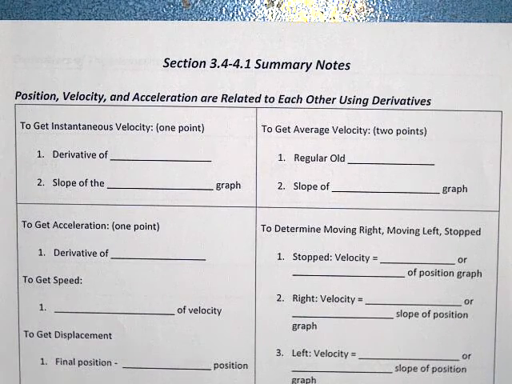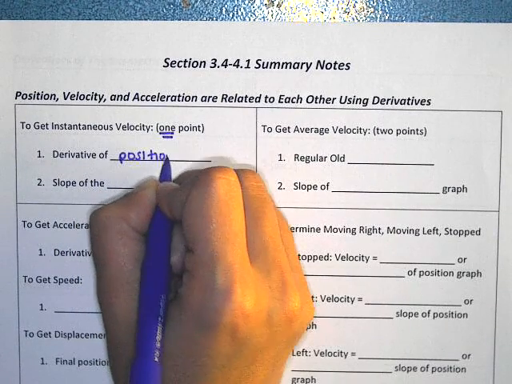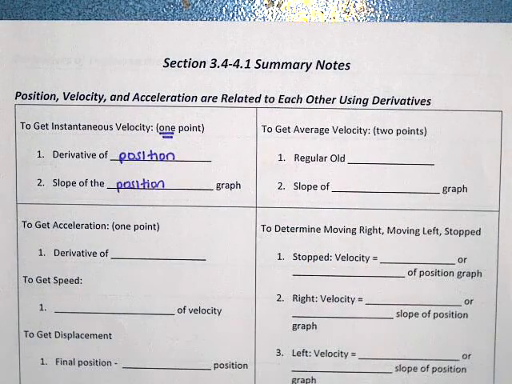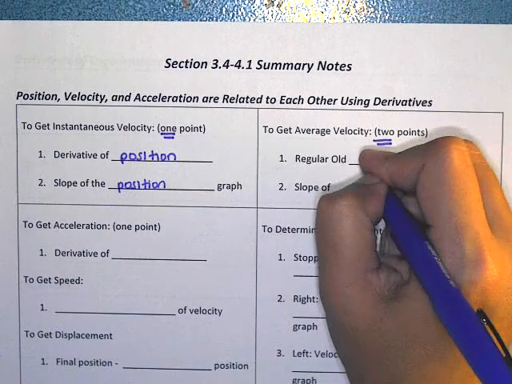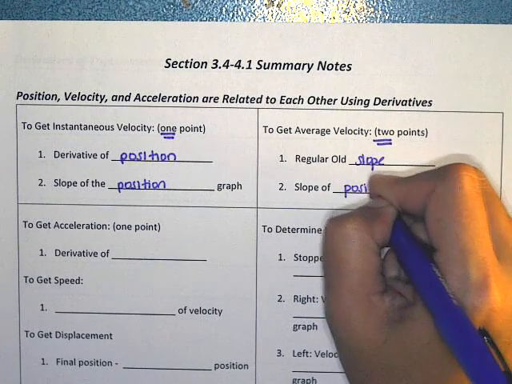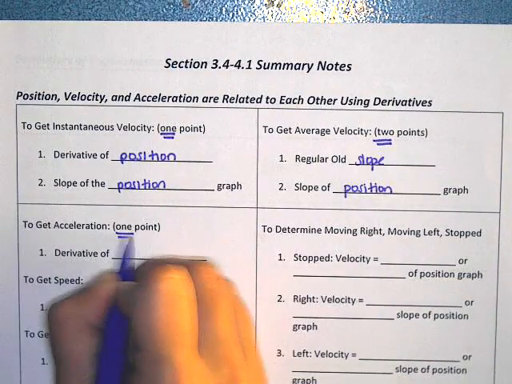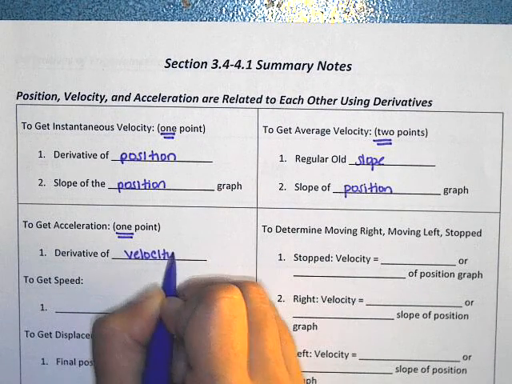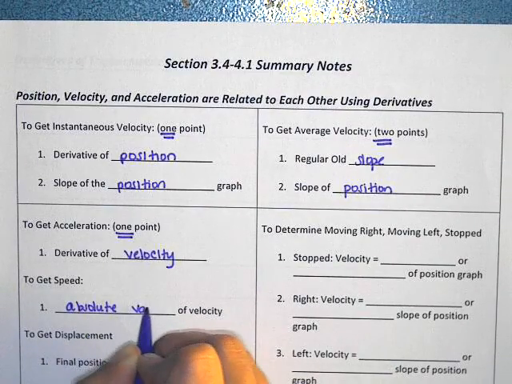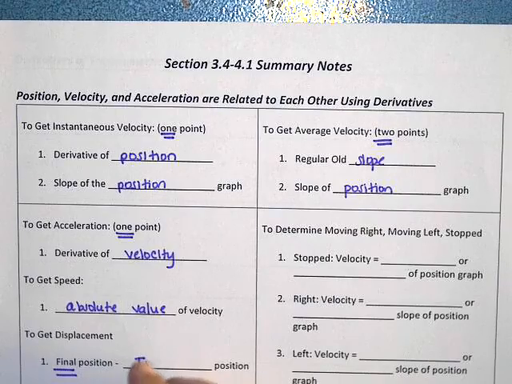To get instantaneous velocity, which is 1 point, you either do the derivative of position or the slope of the position graph. To get average velocity, which requires 2 points, you do regular old slope, or you could do the slope of the position graph between 2 points. To get acceleration, which again has 1 point, you do the derivative of velocity. To get speed, you do the absolute value of velocity. And to get displacement, you do final position minus initial position.